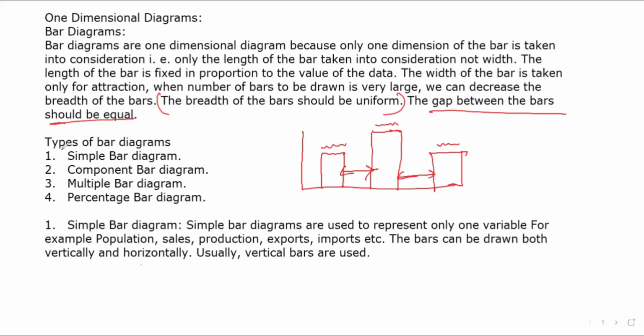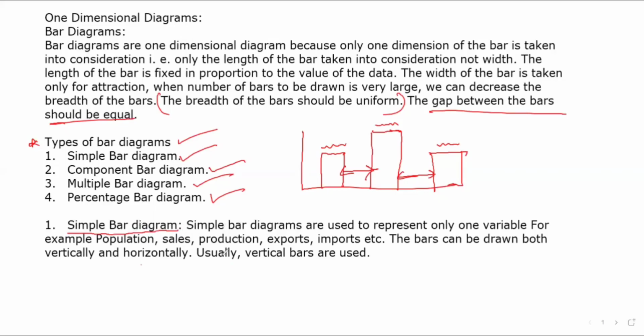Then we have types of bar diagrams. Totally, we have four types. One is the simple bar diagram, the second is the component bar diagram, the third is the multiple bar diagram, and the fourth is the percentage bar diagram. Now we'll discuss these in detail with examples. First, we'll start with the simple bar diagram.